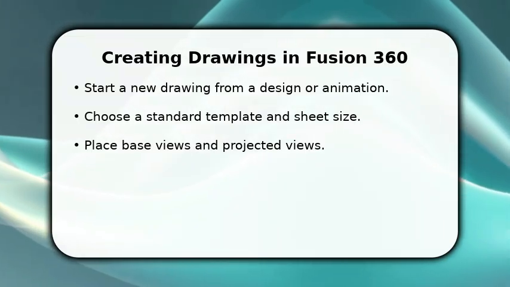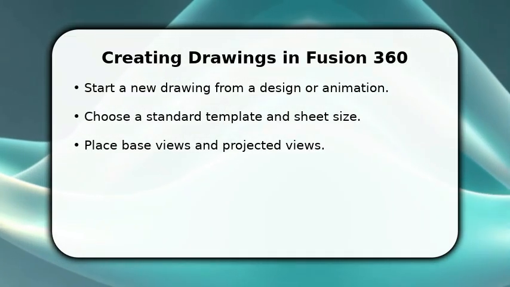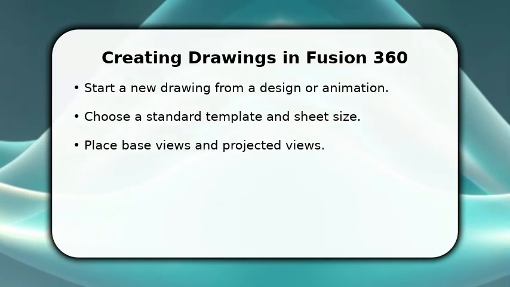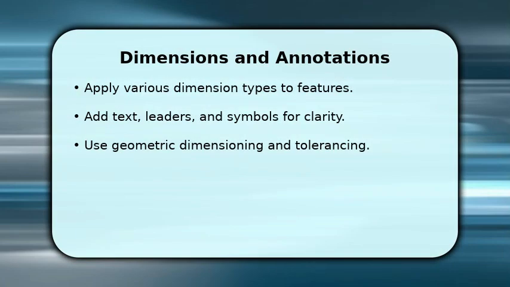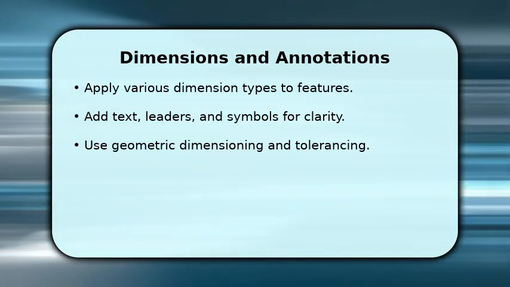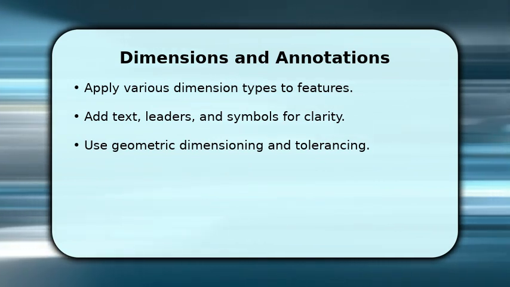Next, place your initial base view, then add projected views around it to show different perspectives of your model. Now, let's add crucial dimensions and annotations. Select the Dimension tool to apply linear, radial, or angular dimensions to your model's features. You can also add text notes, leader lines, and various symbols to clarify design intent.